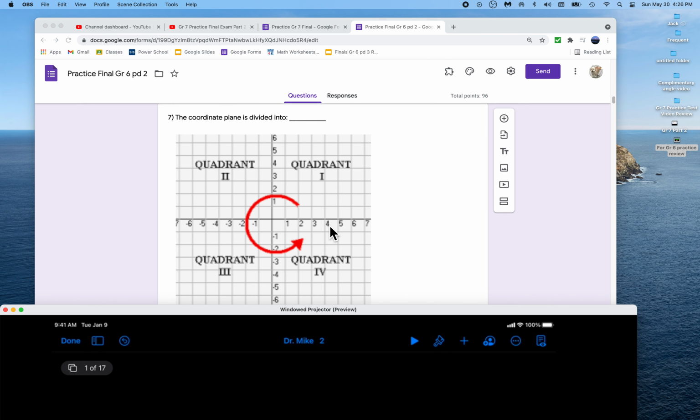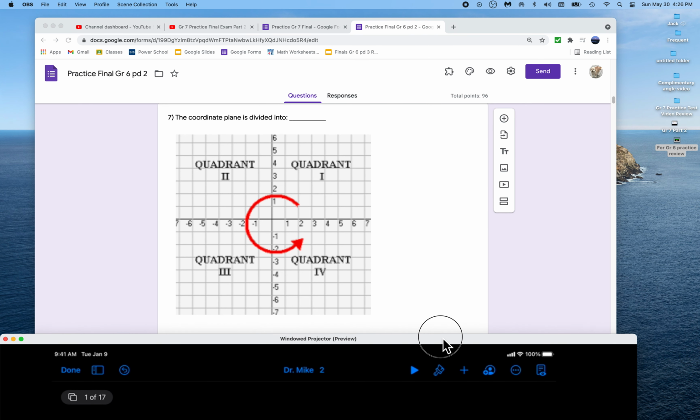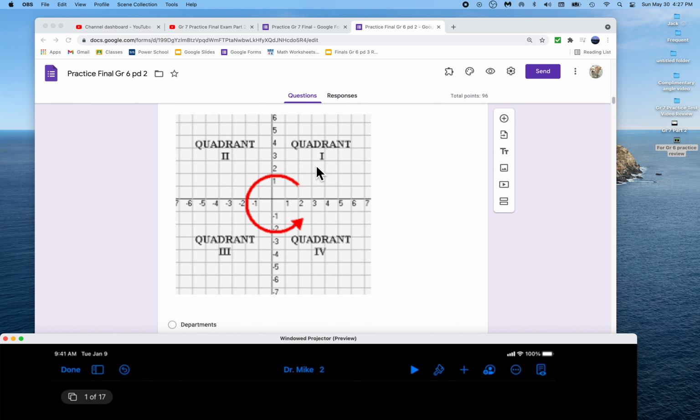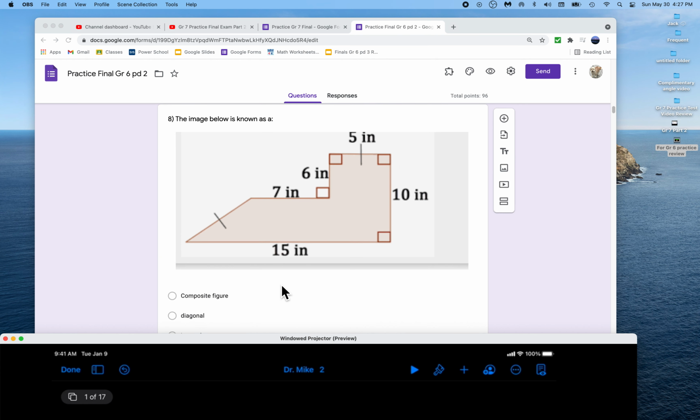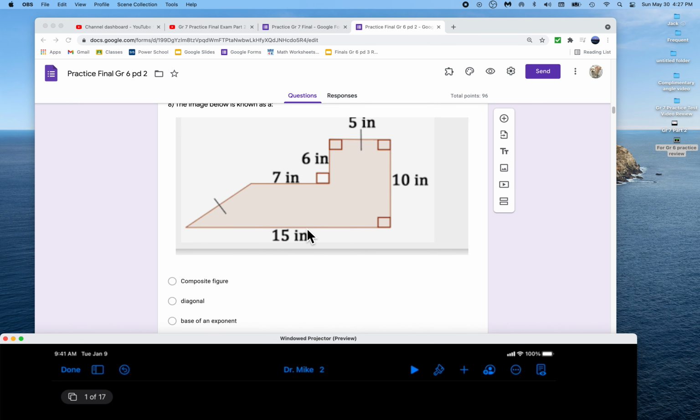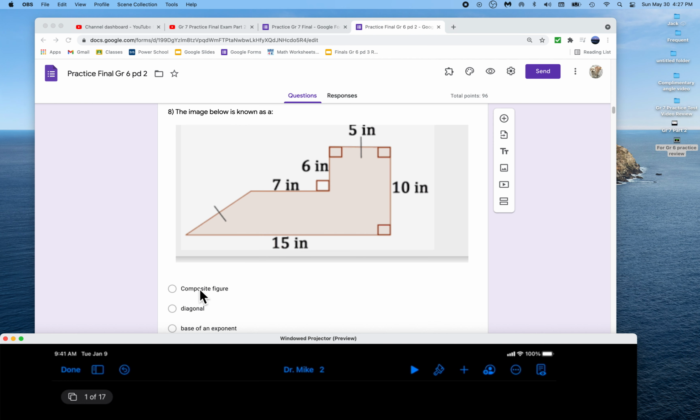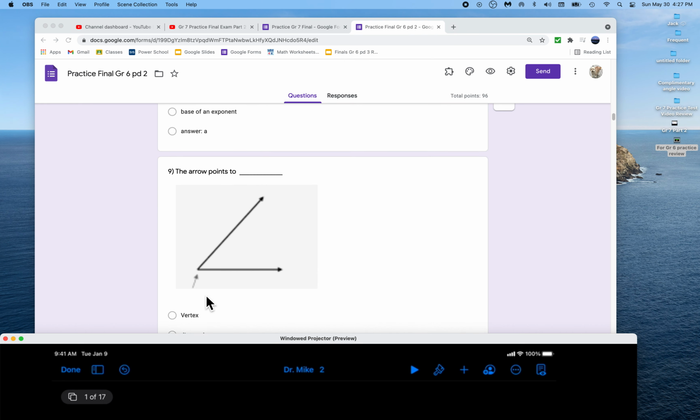Next one, number 7. Coordinate plane is divided into quadrants. All right, here we go. Quadrant means 4. 1, 2, 3, 4. Number 8. This image is known as a composite figure. It's composed of triangles, rectangles. There could be a semicircle. This is a composite figure, just like a sandwich is composed of peanut butter and jelly or ham and cheese.